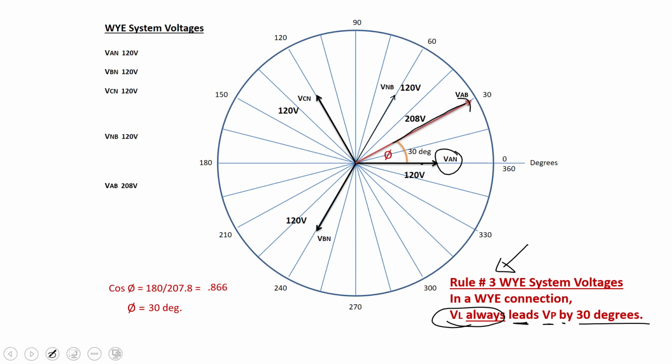So by that we can probably predict voltage B to C and voltage C to A, what their magnitude is. We're going to know by taking our phase voltage, multiplying by root 3, but we're also going to know where to plot them, 30 degrees ahead of their phase voltage. So 30 degrees ahead, that's always.